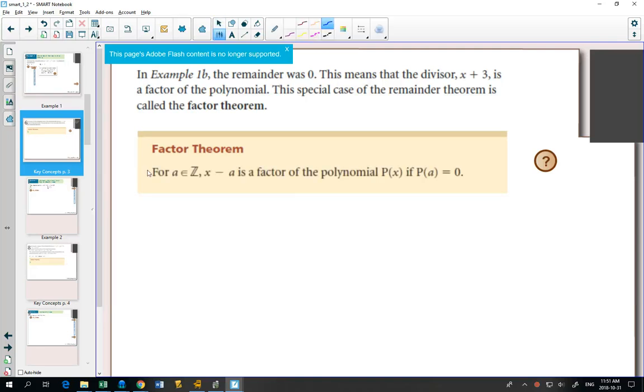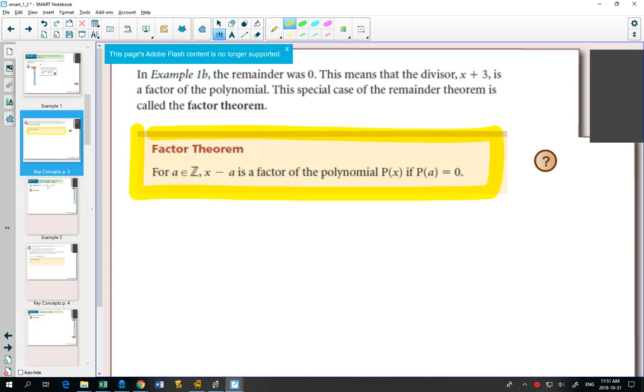A special case of the remainder theorem is the factor theorem. The factor theorem basically says if the remainder is 0, then x minus a would be a factor. Which makes sense, right? When you have no remainder, you have a factor. So a special case of the remainder theorem is the factor theorem, which just looks at that one time where it's equal to 0.